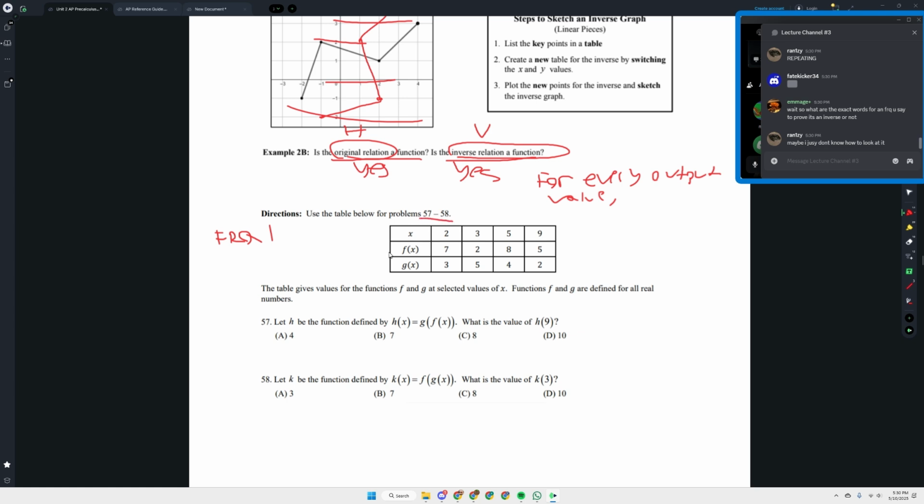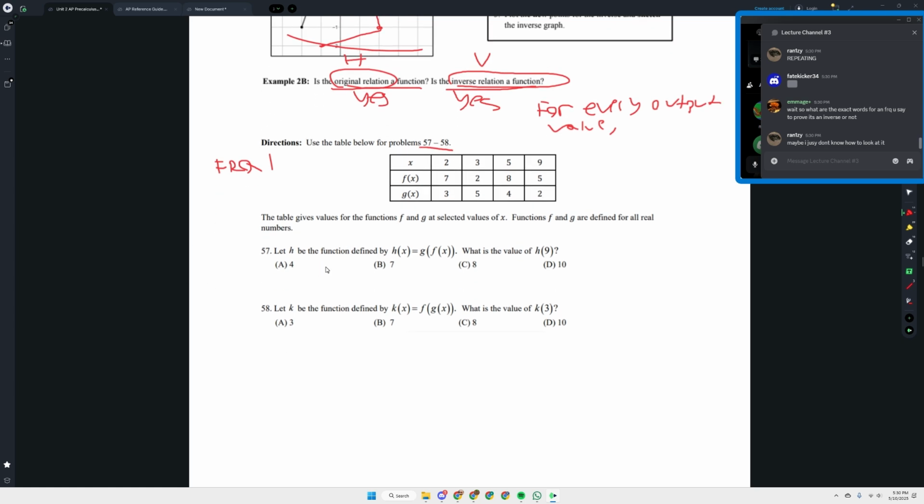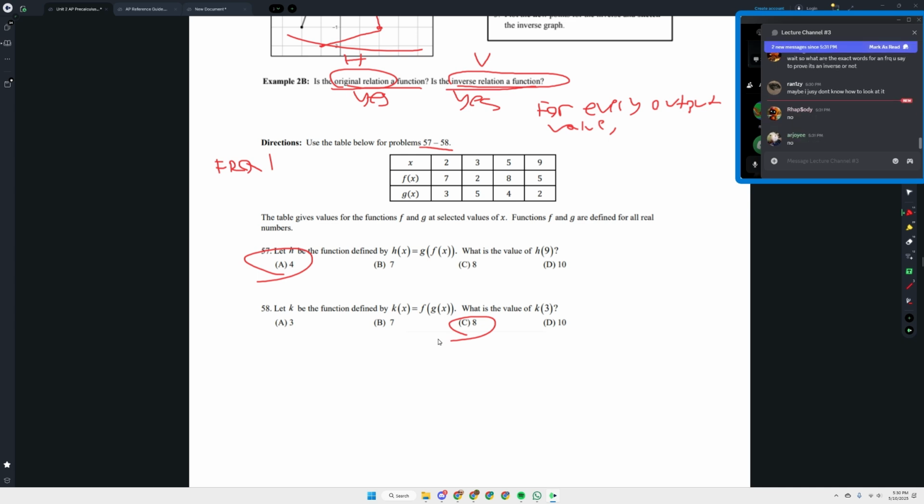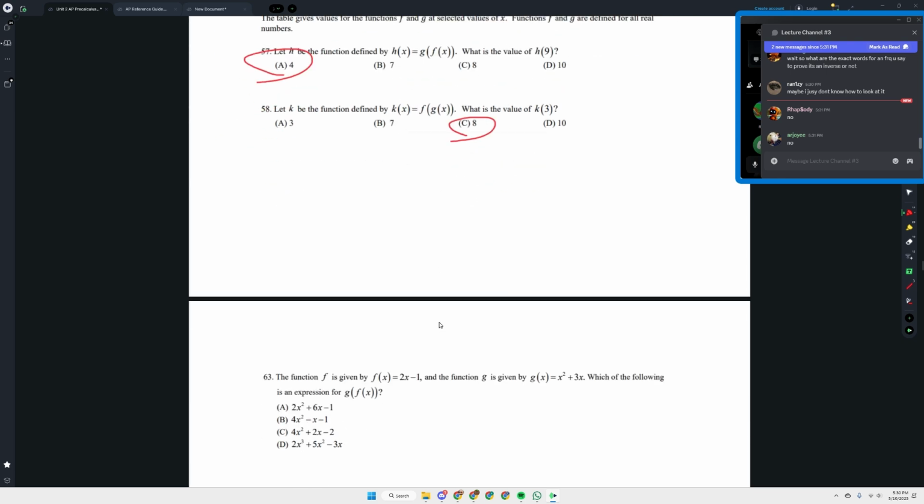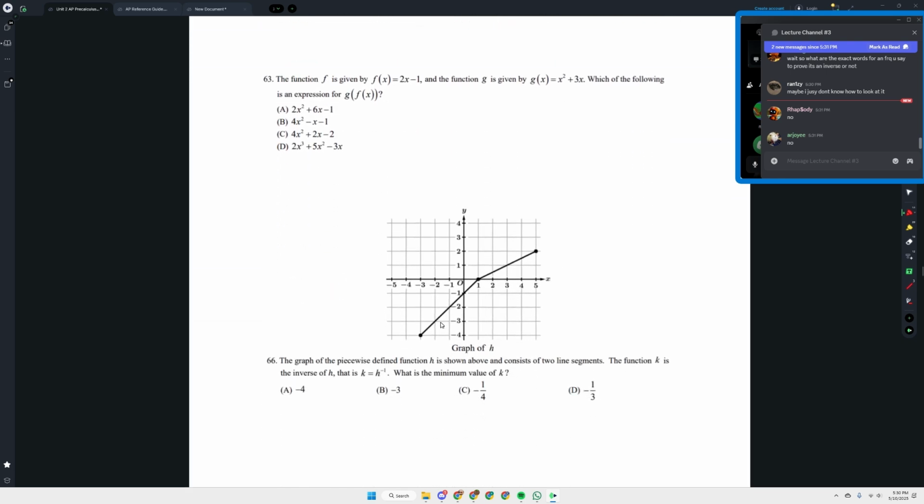Problems 57 and 58. 57 is A, and 58 is C. Any questions on these two? No? Then we'll move on. Now do 63 and 66.